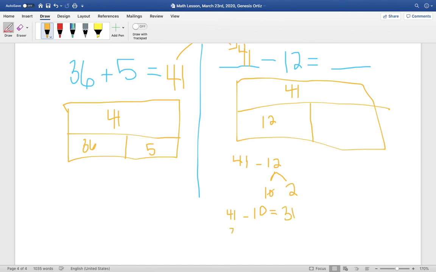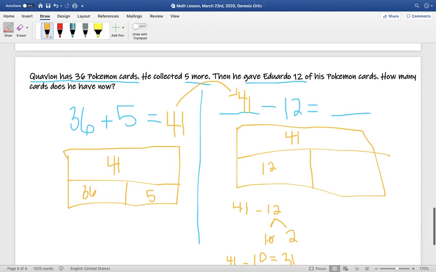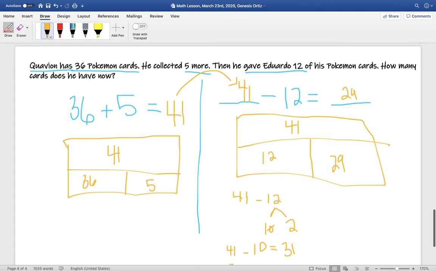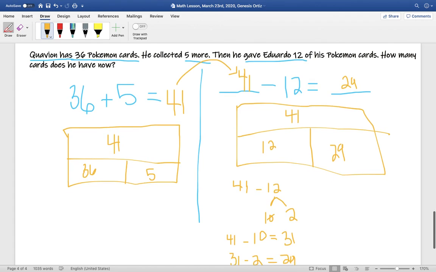Then 31 minus 2 is 29. Then that's my answer. So Quavion has 29 Pokemon cards. Now remember to look carefully at your 2-step word problems, and in your workbook today, or if you do it online, this is what you will be practicing today.